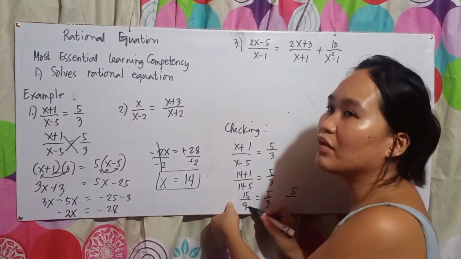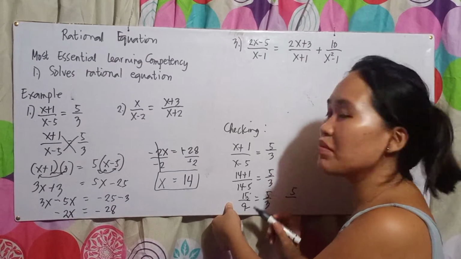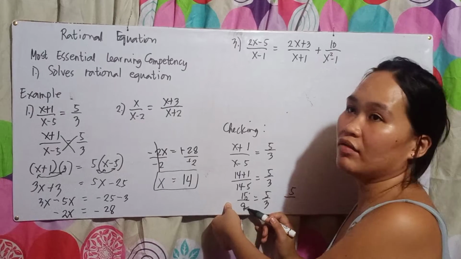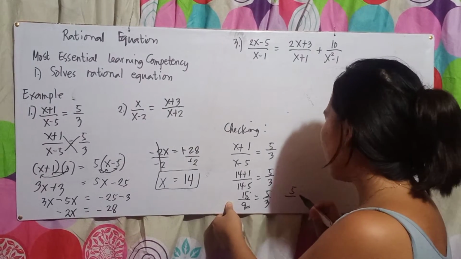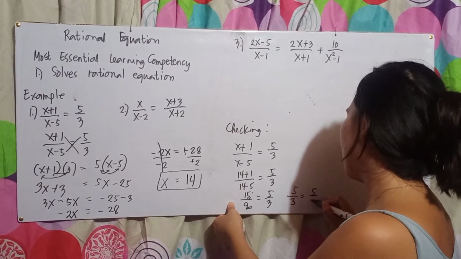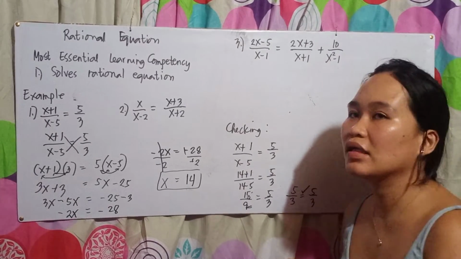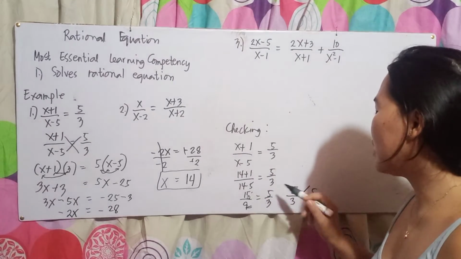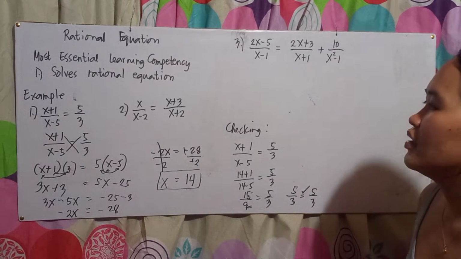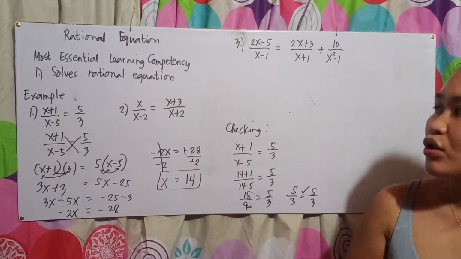Ang 9, ma-divide po sa 3. Ang 15 og 9, same man sila, ma-divide sa 3. So, ang 15, i-divide sa 3, 5. Ang 9, i-divide sa 3. Ang result is 3. So, same ilang answer. Pag i-lowest term ni, ang result 5-3, so equals 5-3. So, tama atong answer. So, next, example number 2.